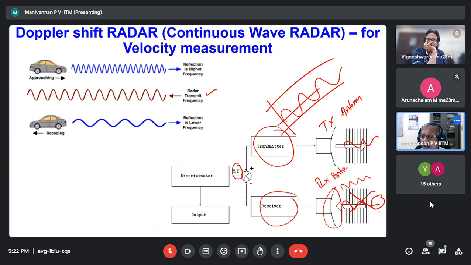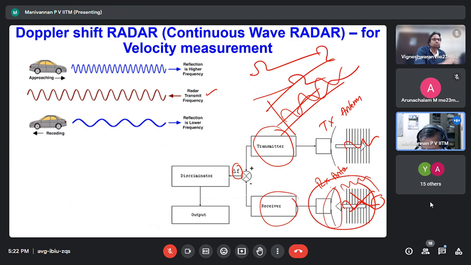No object in front, it will not receive. Within the radar range, if there's no object, this signal will not come. Whether it is a pulse radar or continuous, the signal will not come. Here we will transmit a pulse, and the return pulse may not come if no object is there. Here we transmit continuously, and the return signal may not come. That's what I just wanted to say.